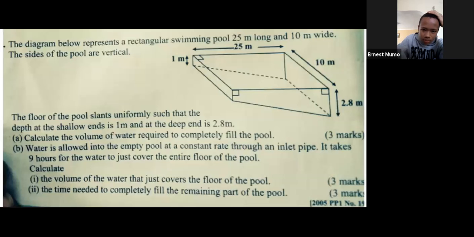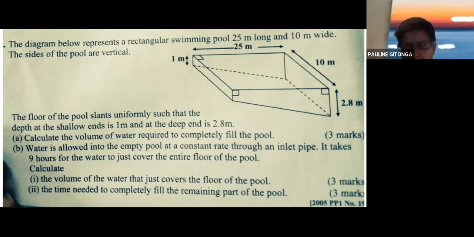Since it is a trapezium and it has only covered the floor of the pool, you draw the cross-sectional area, that is the trapezium, and then look at only the part that will be covered. It will form something like a triangle, with a height of 1.8 meters and a length of 25 meters. You find the area of the triangle using its formula, half times base times height. I found 22.5 meters squared, and then you multiply it by the length, that is 10 meters. You get 225 meters cubed. Yes, it is correct.